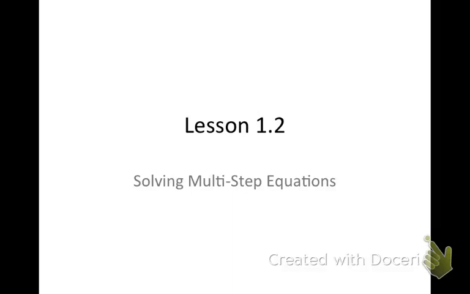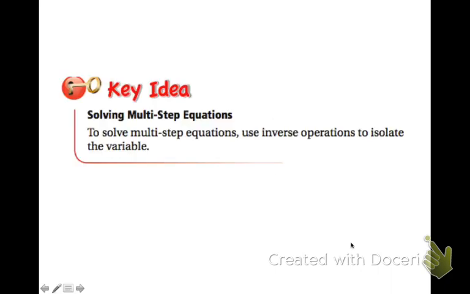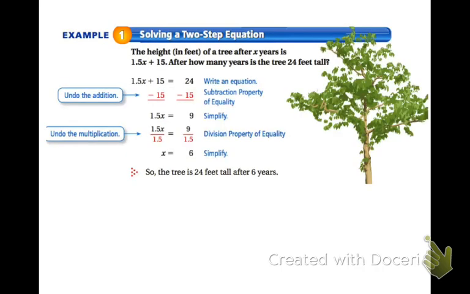Okay, today's lesson is 1.2, solving multi-step equations. To solve multi-step equations, you're going to use inverse operations to isolate the variable. Usually this is done by reversing the order of operations. So when you evaluate expressions, you always do multiplication and division before addition. To solve, you would do addition and subtraction first, multiplication and division second.